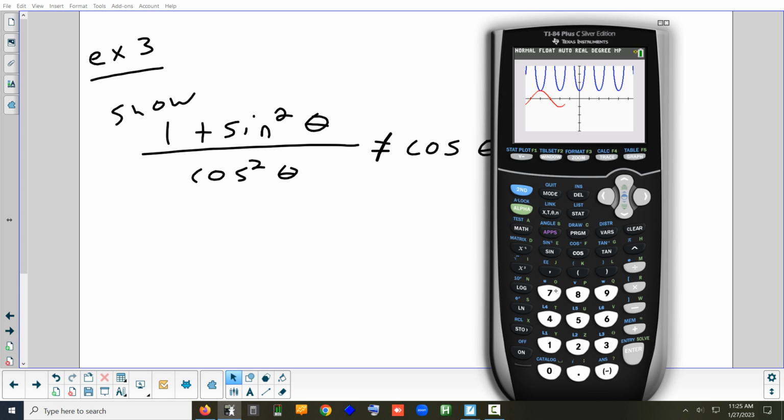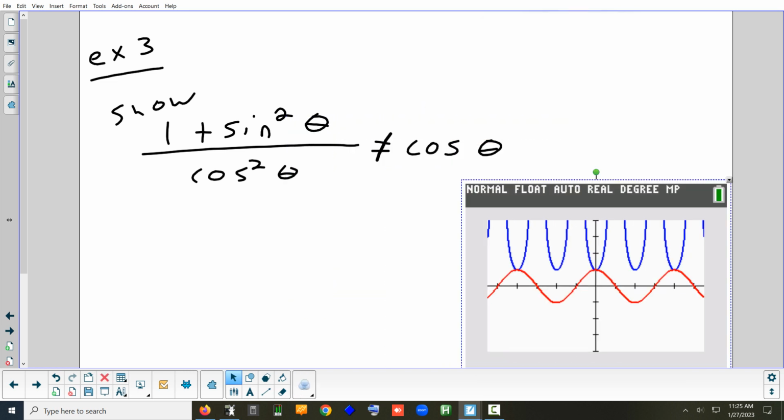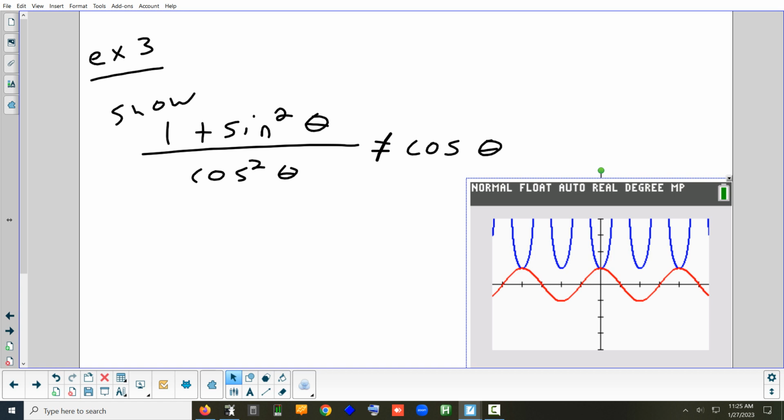So if you happen to pick 0, which I said not to, you would get the same answer on the left and on the right. If you plug 0 in on the left, you're going to get 1. If you plug 0 in on the right, you're going to get 1. That's not a good counterexample. You need to find a value where they're different. So plug in something like 90 degrees. That would be okay. Or 92 degrees. That would show that they're not equal.